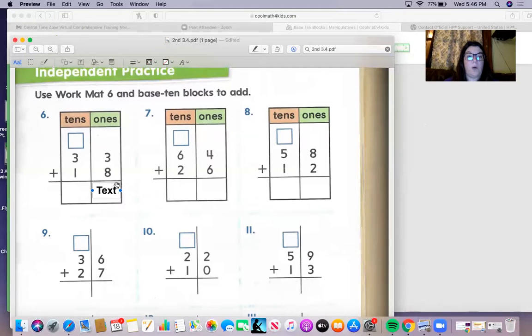Okay, always add our units first. 3 units plus 8 units. I can do that in my head. If I don't know it in my head, I can use a strategy. I can count up from my biggest number, which is 8, and I can count up 3 more. So I have 8, 9, 10, 11. Okay, so 11 is 1 unit and 1 ten. And now I add my tens. 1 plus 3 is 4. 4 plus 1 is 5.